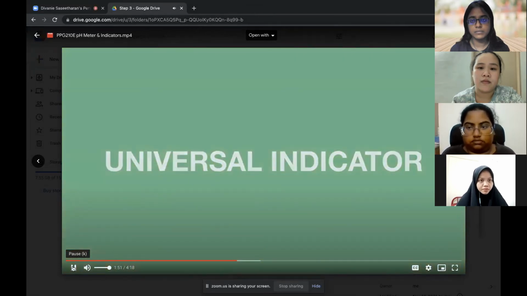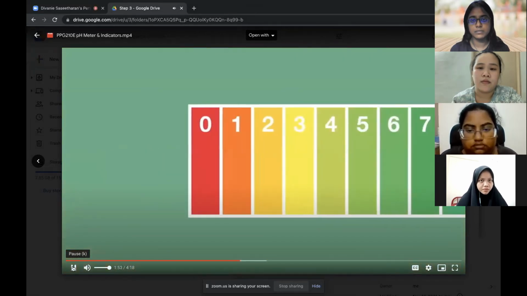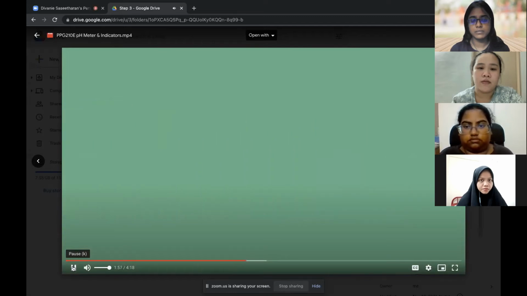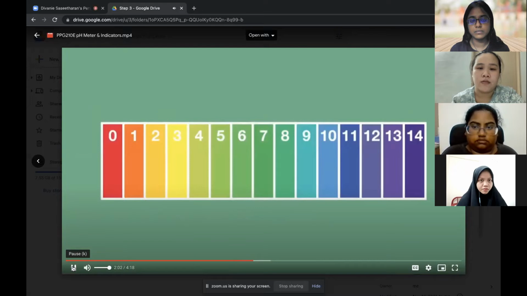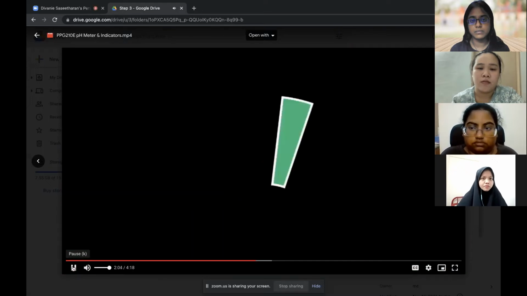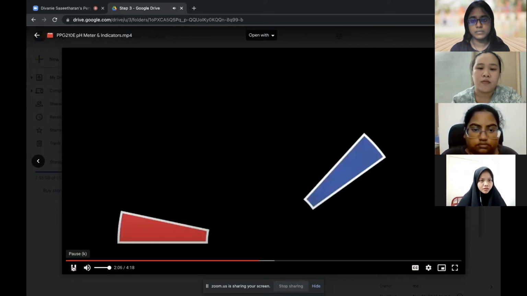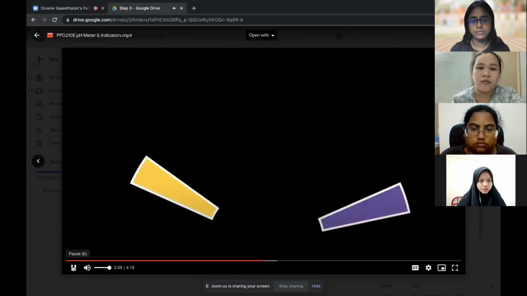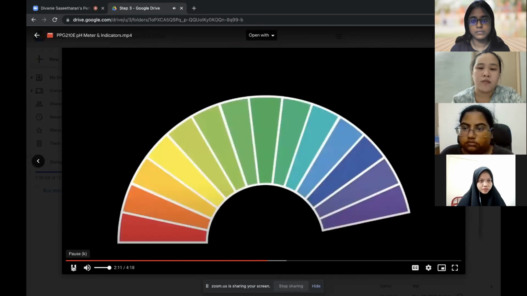Universal indicator is very versatile as it can measure pH across the entire scale from 0 to 14. It is not a single indicator, but rather a combination of various indicators. If you look at the color changes of a universal indicator according to the pH of a solution, you will find that it resembles a rainbow.